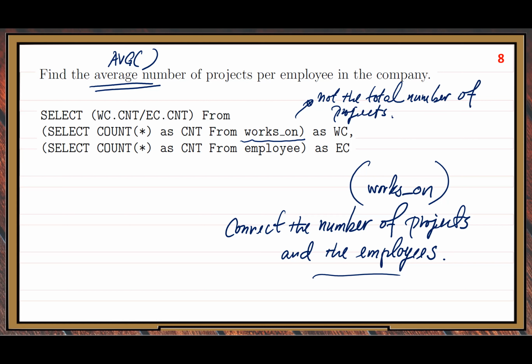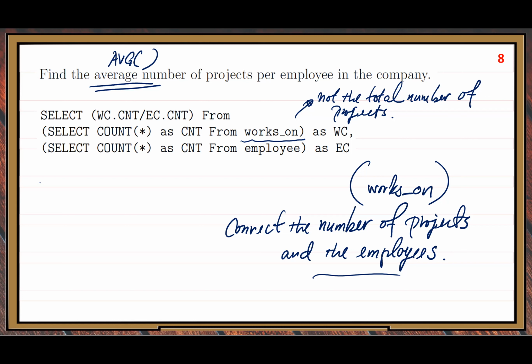Because each project is counted not just once, but multiple times. A project has multiple employees working on it, and for those employees who work on this project, it should be counted that many times when we do this average.